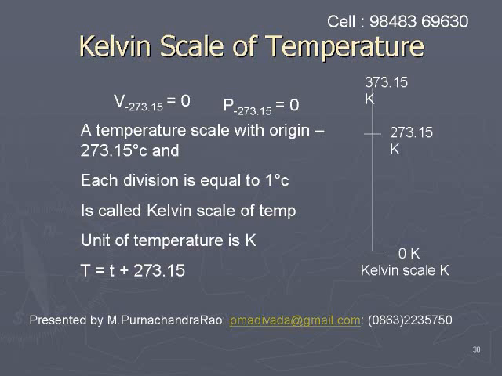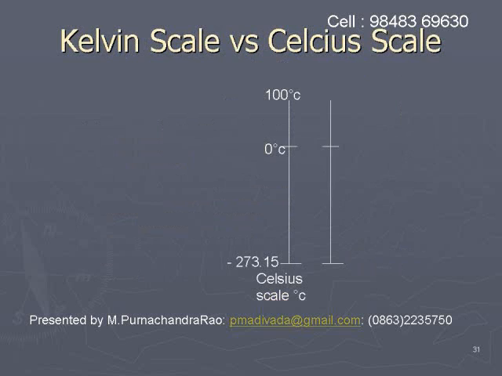So, this is how the Kelvin scale of temperature is devised, and the relation between the Kelvin scale and the Celsius scale is given by capital T equals small t plus 273.15. Capital T is the Kelvin temperature and small t is the Celsius temperature. This is the relation between the Kelvin scale and the Celsius scale.